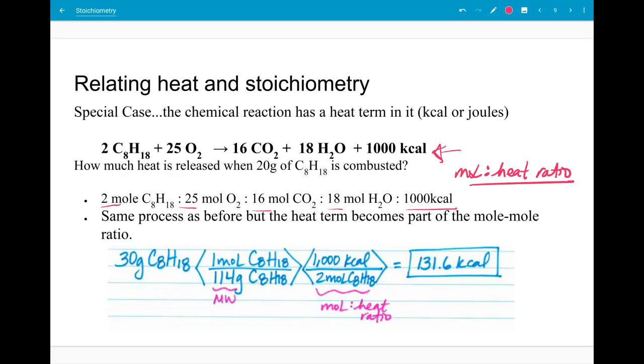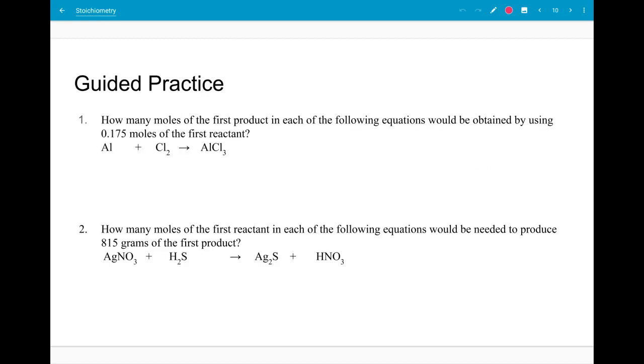And we're actually going to come back to this again when we do a whole unit on thermochemistry, which is all about heat. So we're going to start with our 30 grams of C8H18. We're going to divide by that molar mass from the periodic table to get us into moles. And then we're going to find the number of moles from our chemical reaction, which is 2. And then we have that 1,000 kcals on top. Multiply everything on the top, 30 times 1 times 1,000, divided by 114, divided by 2, and you find this answer. So it's a very special situation, very specific. So I'm going to do a second video with a guided practice.